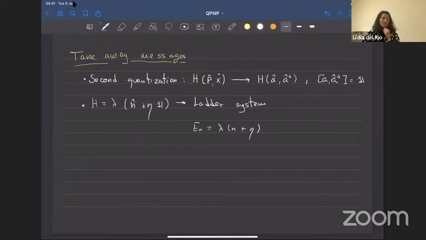Right. So the eigenstates grow linearly, and in particular, the ground state energy is non-zero.